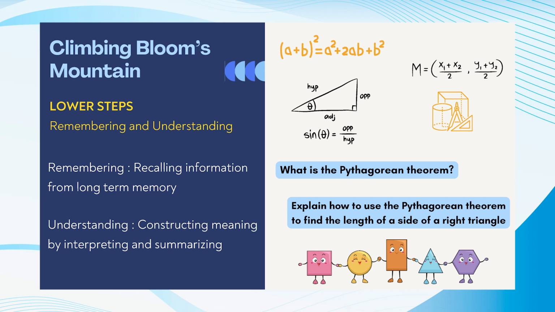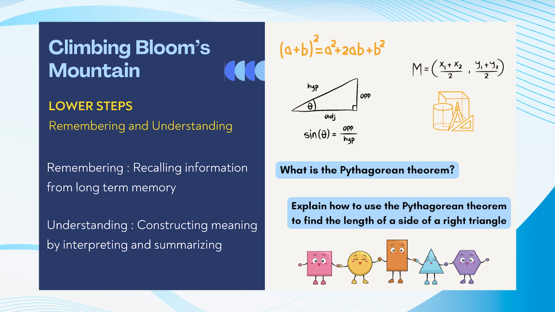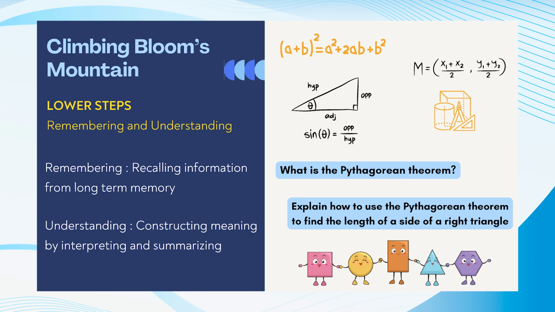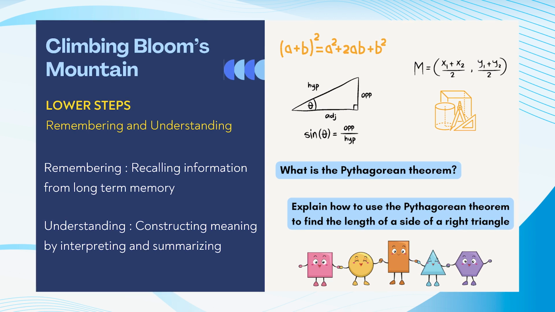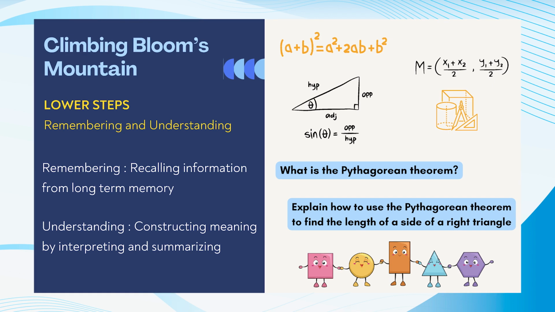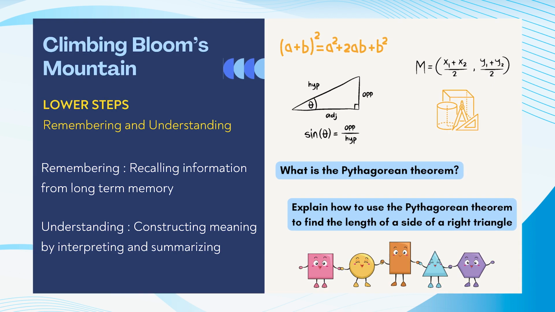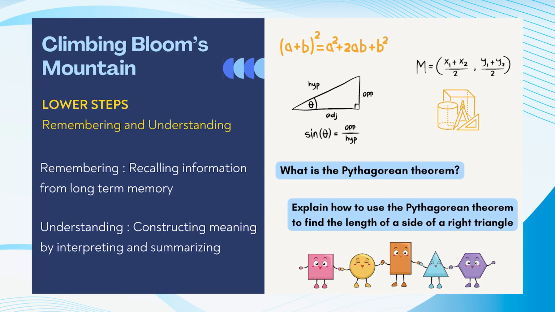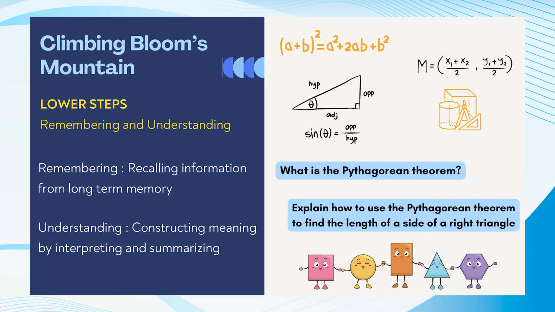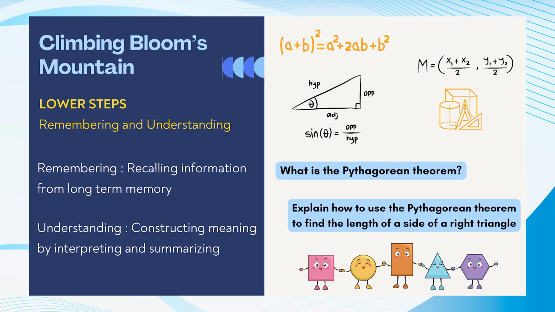Lower steps. Begin with activities like identifying shapes or recalling the formulae. These provide a firm foundation for developing more complicated reasoning, such as recognizing mathematical structures and discriminating between concepts. This is the remembering and understanding level of Bloom's taxonomy.